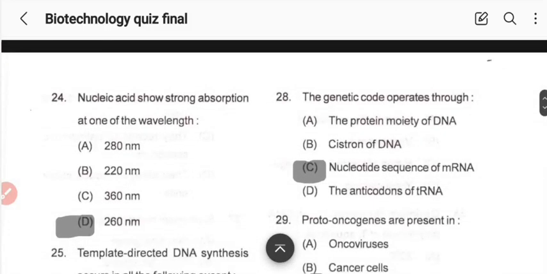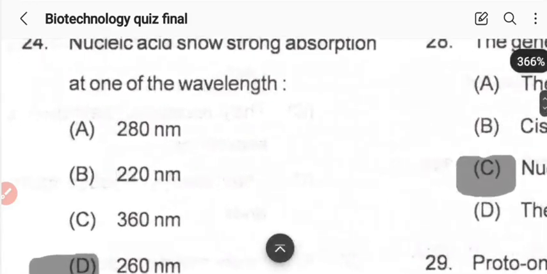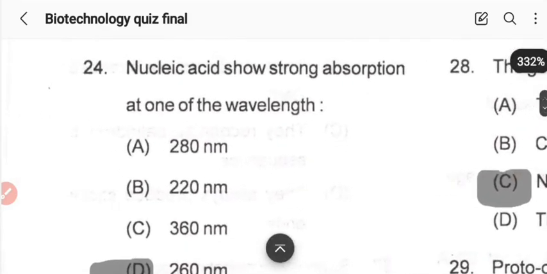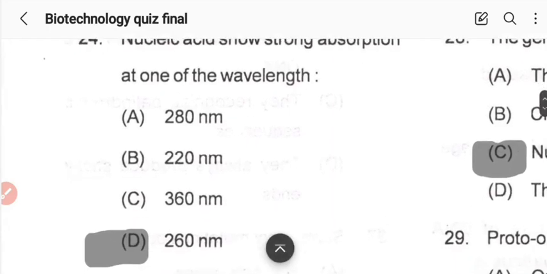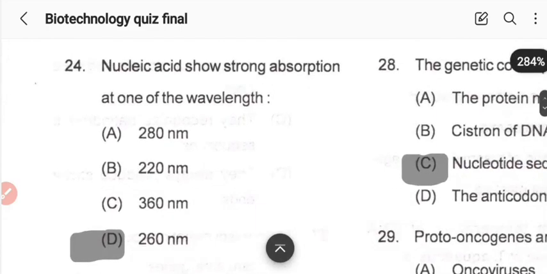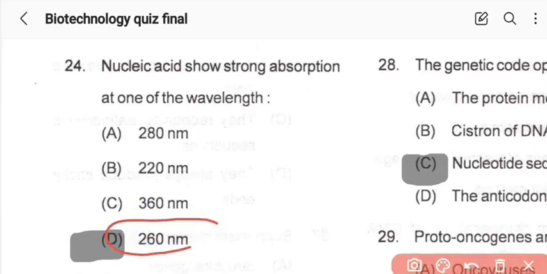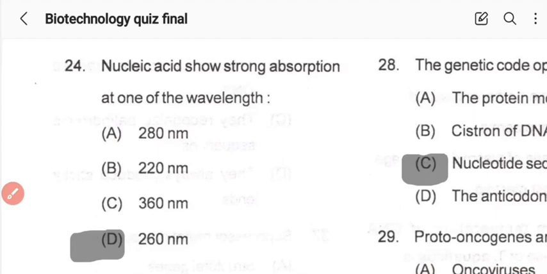Okay, next question is 24. Nucleic acid show strong absorption at one of the wavelength. So we know different molecules have different absorption capacity: protein, glucose, nucleic acids, and in a certain wavelength, they have highest or strong absorptions, and that wavelength is nothing but how much? 260 nanometer. Okay, 260 nanometer.